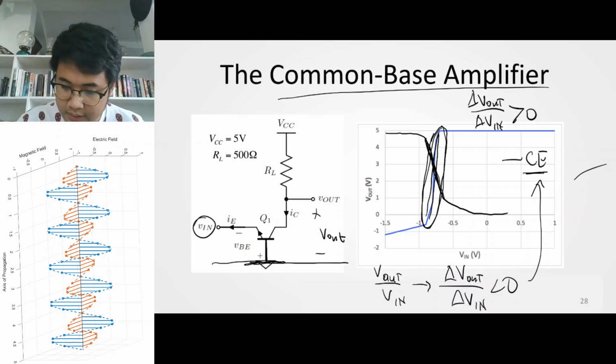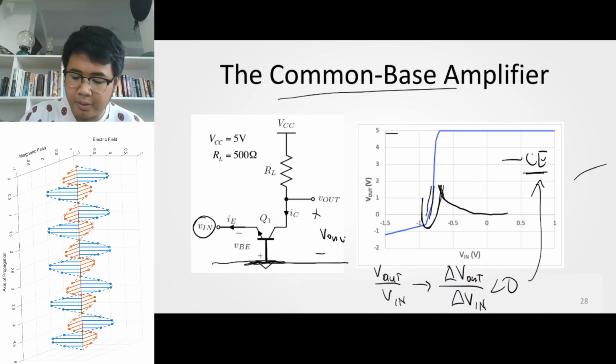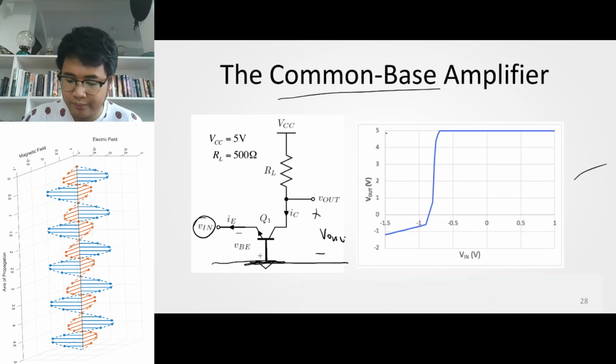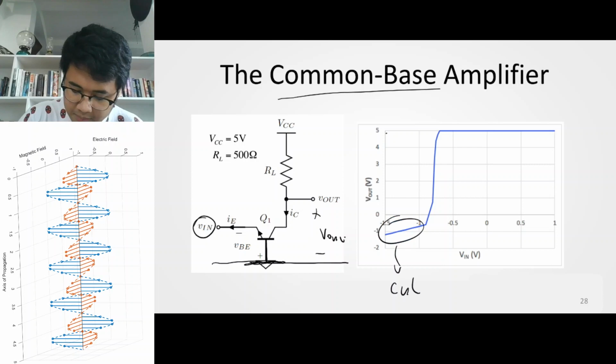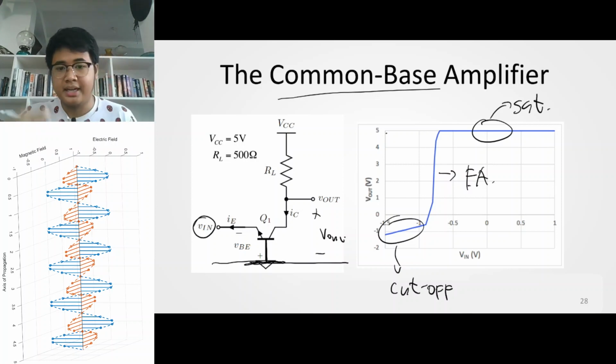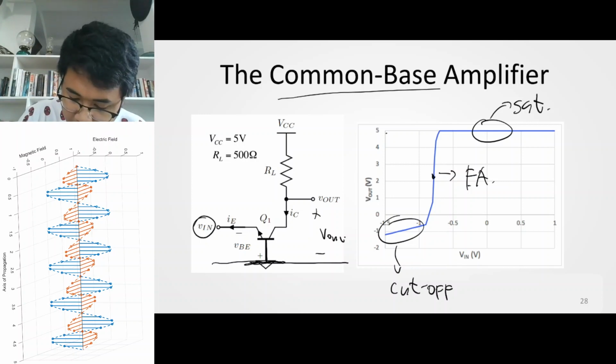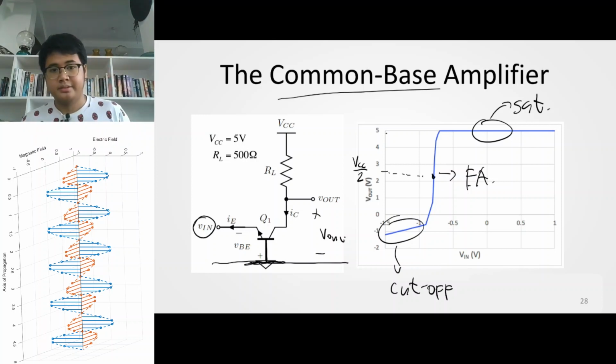So the other parts of your common base amplifier curve here is the cutoff. Here is the saturation. And in this region is your forward active region. And again, you have to design the circuit, properly bias the circuit such that you will operate at half of VCC. And that's for your common base amplifier.